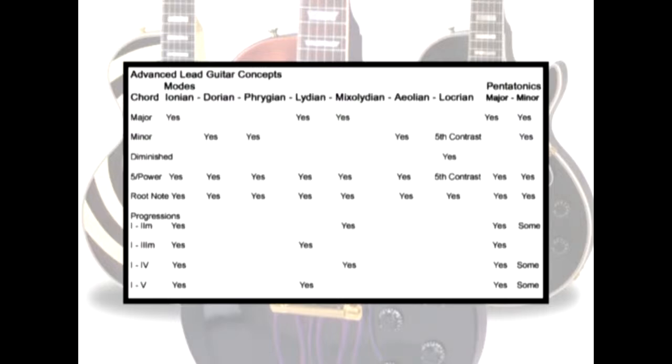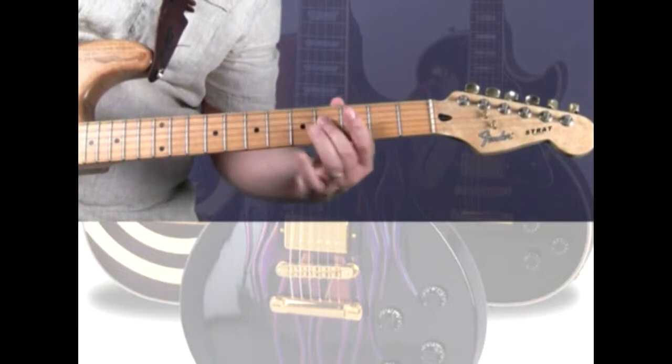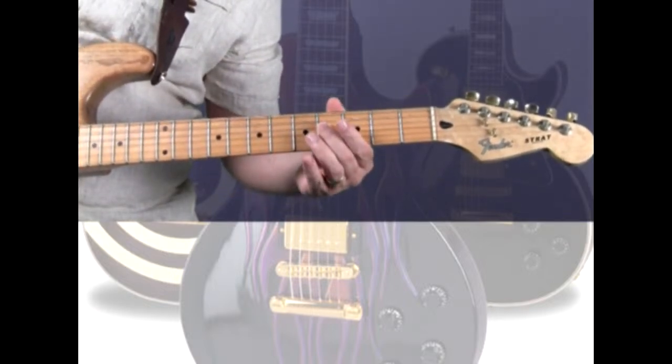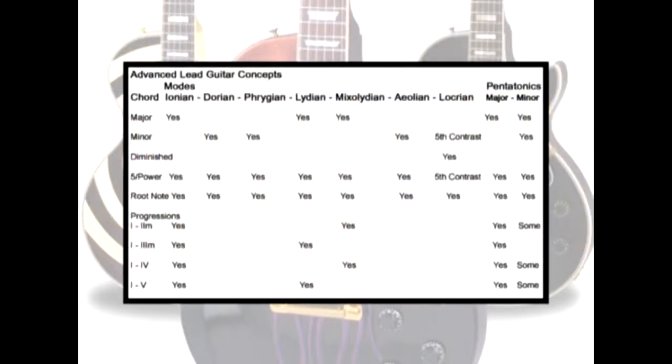The Locrian mode is built on the 7th scale degree, and its 1, flat 3rd, flat 5th make up a diminished chord. The Locrian mode works best over a diminished chord. However, as we discussed in the past, there are times when you can sneak it in over other chords.